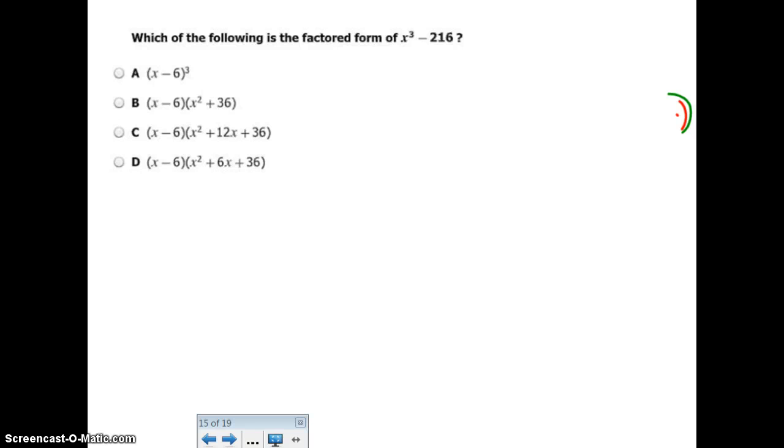Okay, this is for the packet factoring polynomials. Our problem here that we're presented is x cubed minus 216. We're asked to factor x cubed minus 216 and then choose the answer in its factored form.